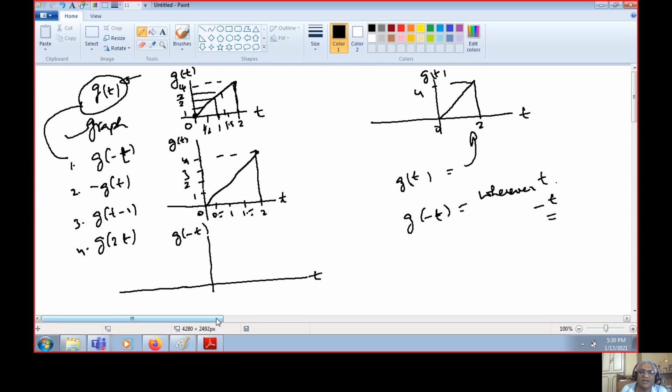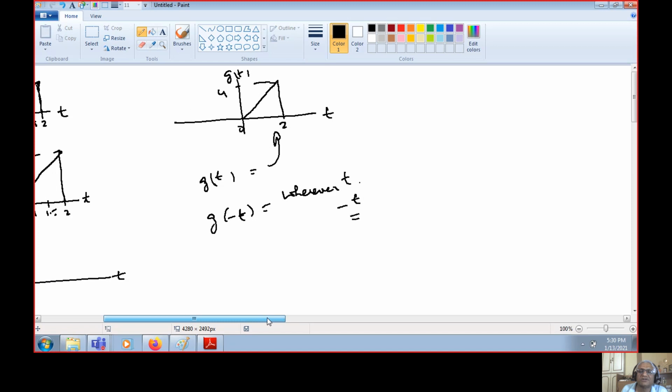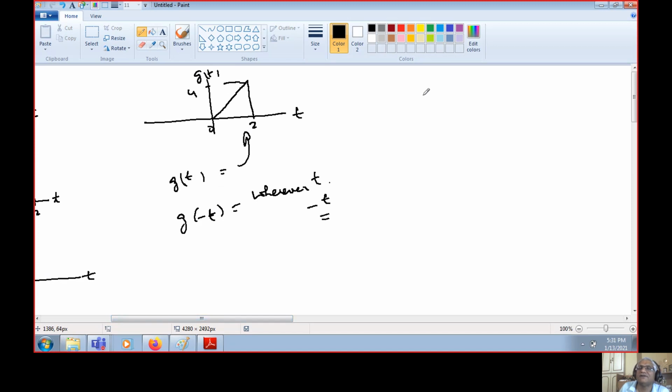Now let me try to show that in the form of a table. So what we will do is put t here. 0 to 2 is there, no? So I'll take a long time interval, maybe from -4 up to +4. You don't have to do this for all the problems, but only for the first problem I'm trying to explain. So I will write here -4, -3, -2, -1, 0, 1, 2, 3, and 4.